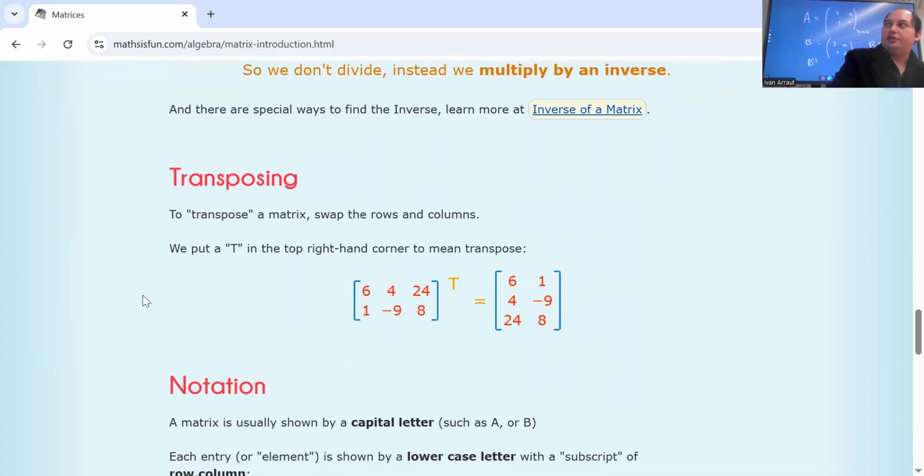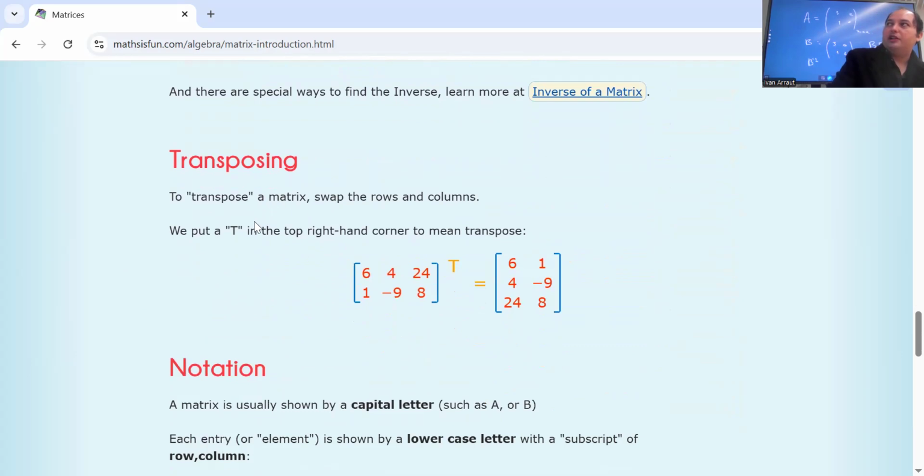So when you divide a matrix, you have to find the inverse. There is no division in the rigorous sense. The transpose of a matrix is an operation. You have this matrix and you apply the transpose, then you obtain this matrix. You will notice 6, 4, 24 now became a column. And 1, minus 9, A became a column here. So this operation is called transpose.